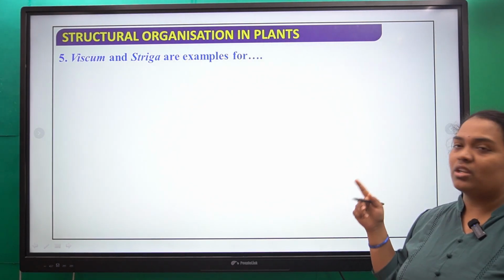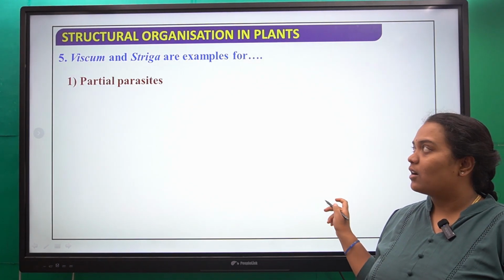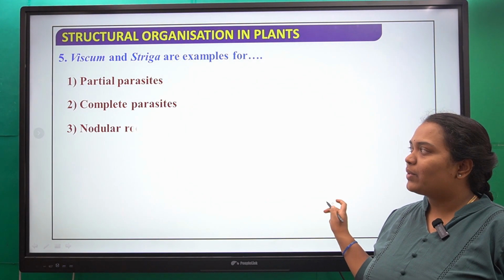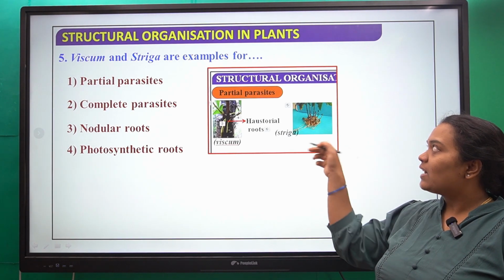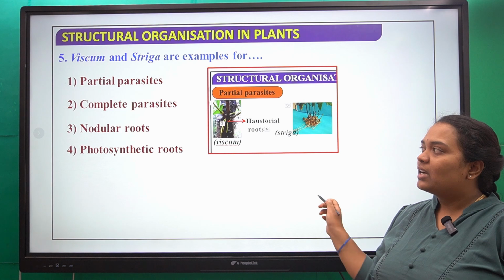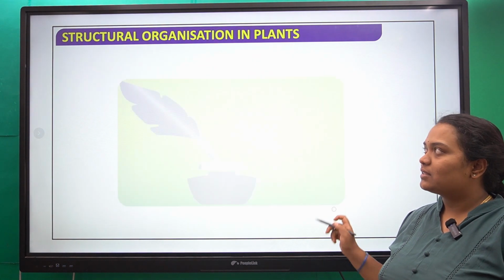Viscum and Striga are examples for: are they partial parasites, complete parasites, nodular roots or photosynthetic roots? Your answer, see, we have studied the structure here. It is nothing but partial parasites.